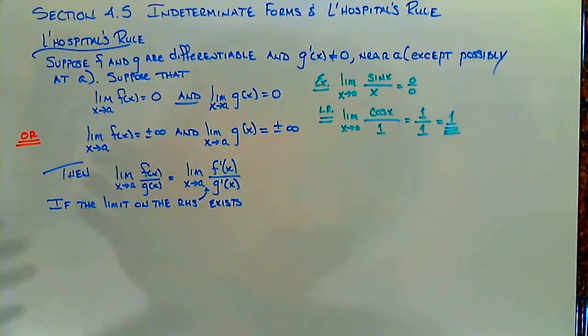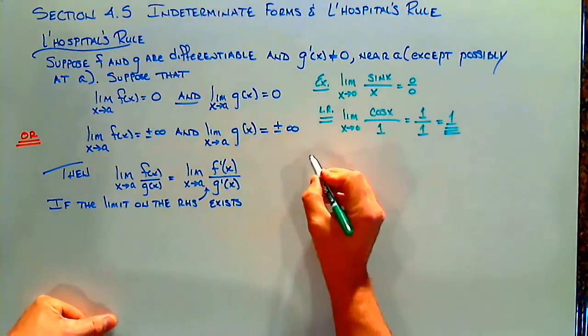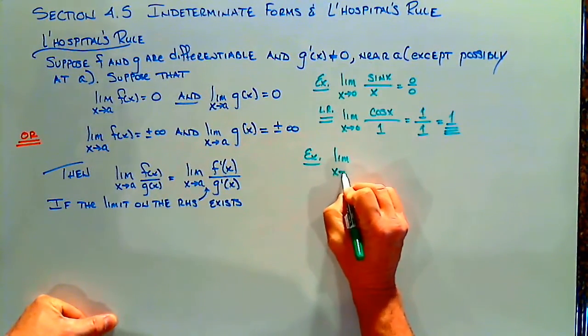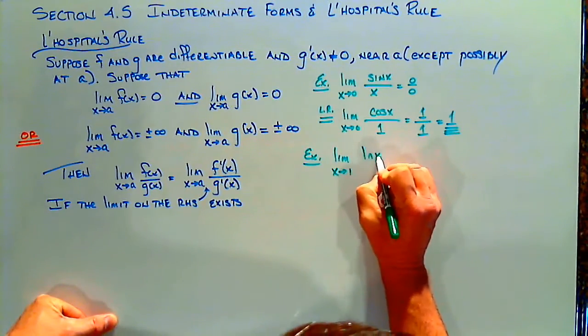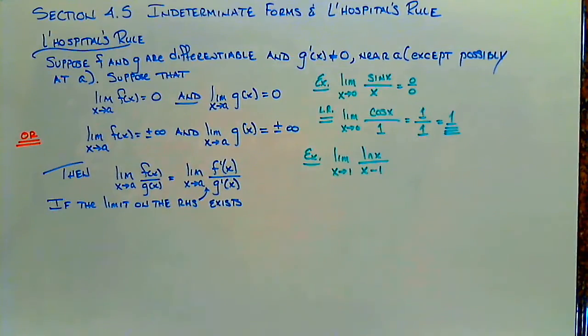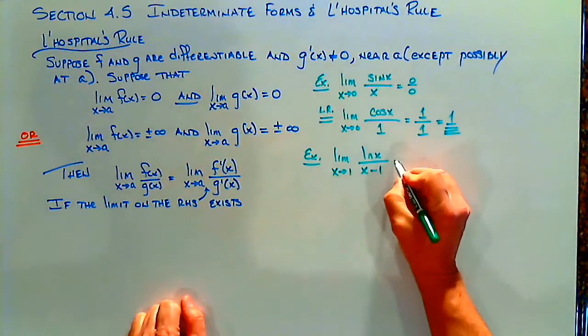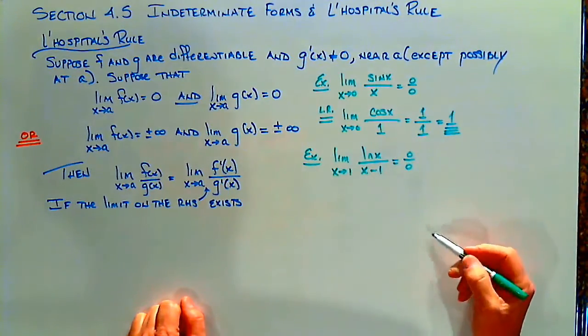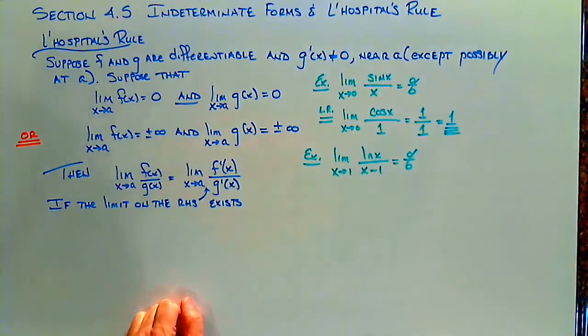So this is how L'Hopital's rule works. This is what L'Hopital's rule does. If we take a look at another example, we'll do the limit as x approaches 1 of the natural log of x, with x minus 1 in the denominator. If we plug in 1 here, the natural log of 1 is 0. 1 minus 1 is also 0. So this would again give us 0 divided by 0, which we are not satisfied with as a solution.